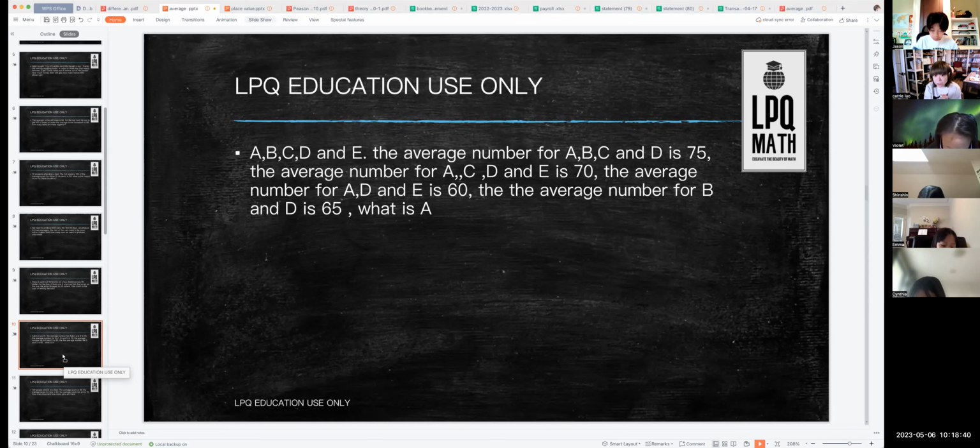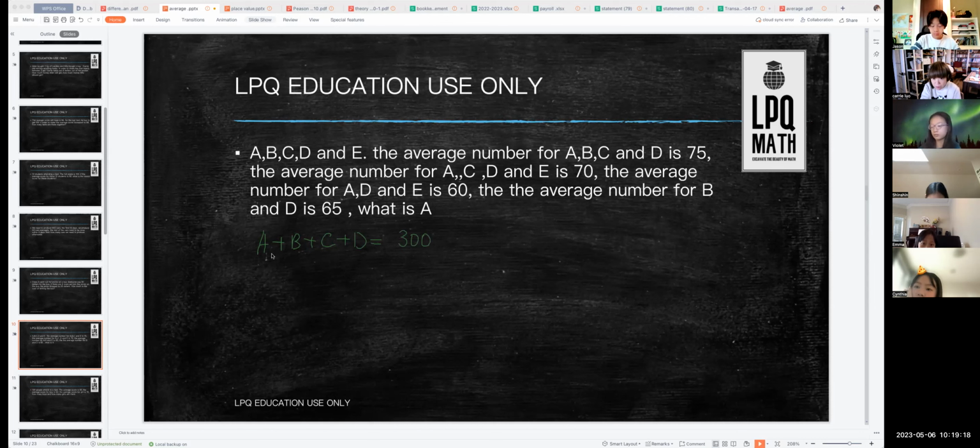Okay, so for this question, let me give you a little hint, okay? Think about it, Cynthia, Margaret. A, B, C, D, E are five numbers, right? But we know the average of A, B, C, D is 75. Could you please list A plus B plus C plus D equals what? Because the average of these four numbers is 75, so these four numbers added together should equal what? 300. Very good.